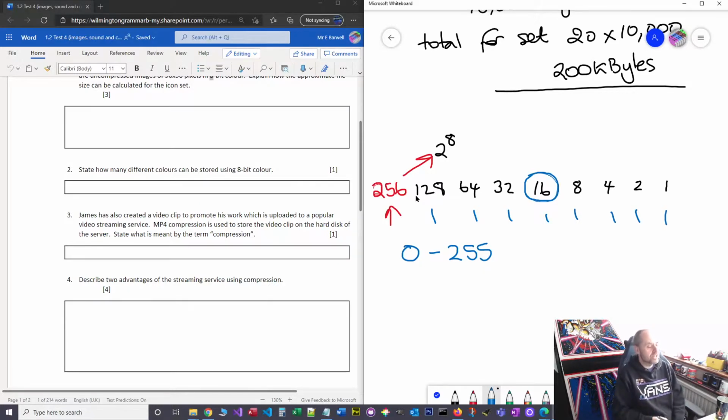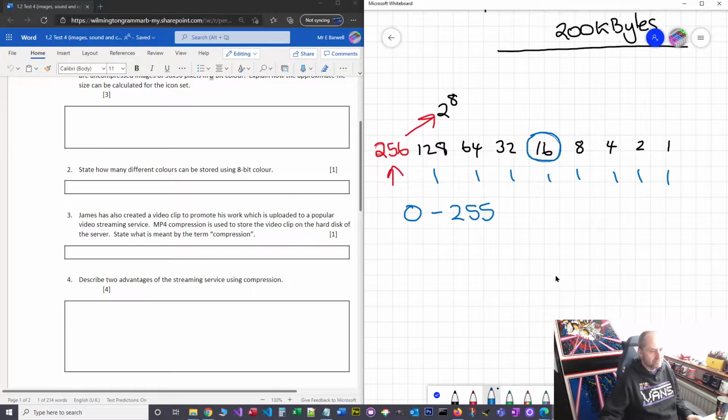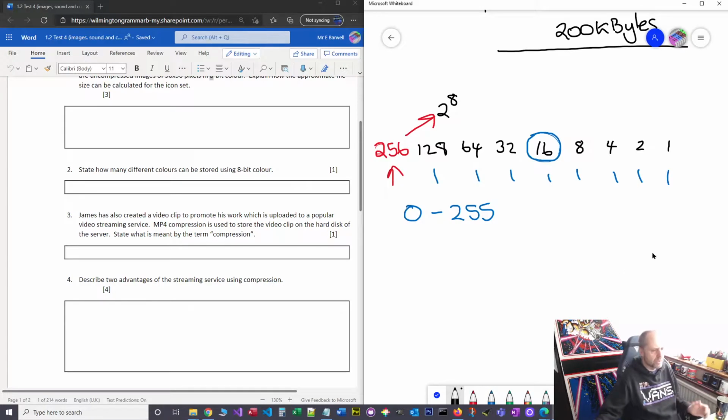You might get asked the same question in the context of character sets. So they may say to you, if I've got 6 bits to store some characters, how many different characters can I represent? So again, I go, right, 6 bits. So that's 1, 2, 4, 8, 16, 32. That's 6 columns. And then I go, right, well, what's the next column? 64. So actually, with 6 bits, I can represent 64 different characters.